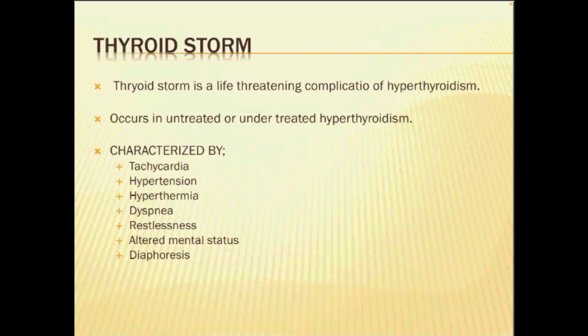What are the clinical features of thyroid storm? Here, the patient may present with tachycardia, hypertension, hyperthermia, dyspnea, restlessness, altered mental status, and diaphoresis. And also, the patient can have acidosis.